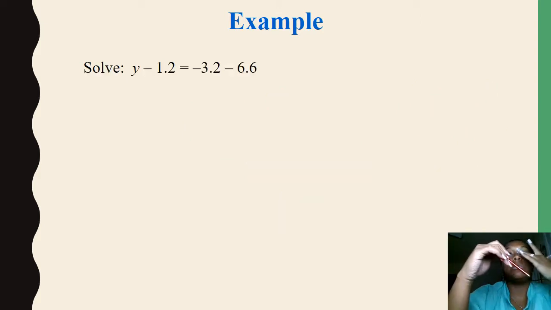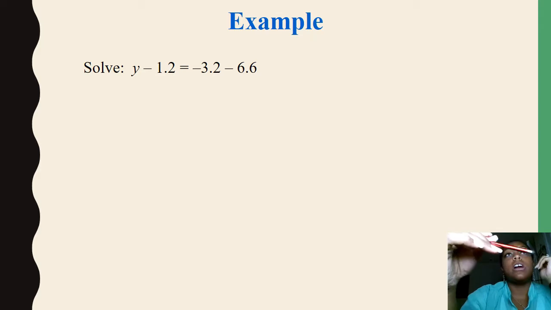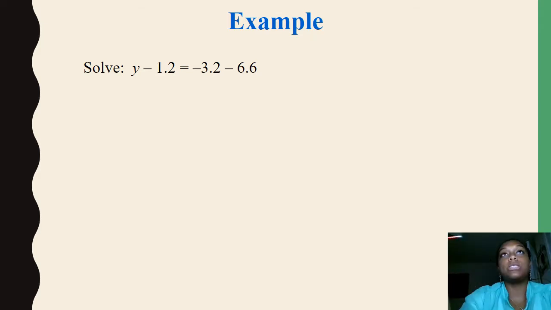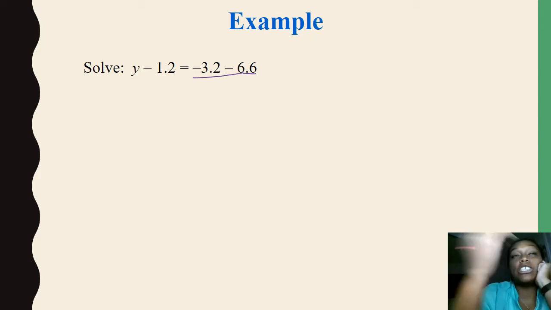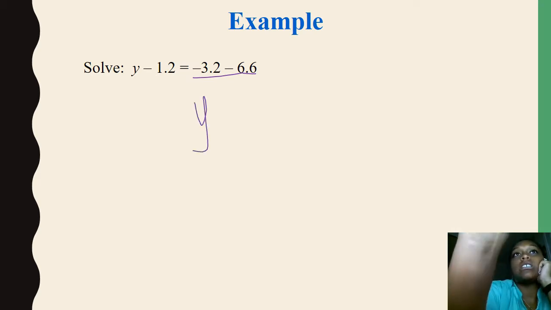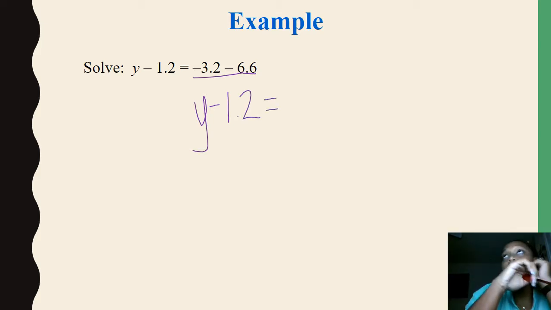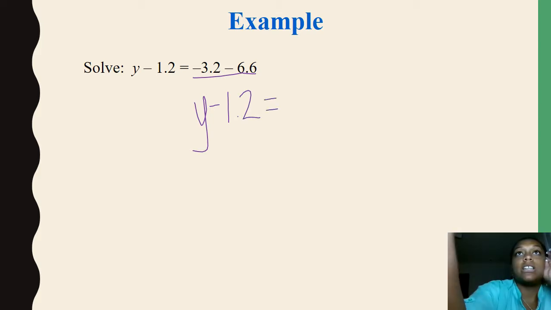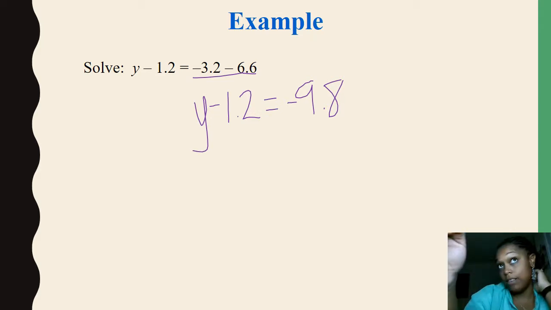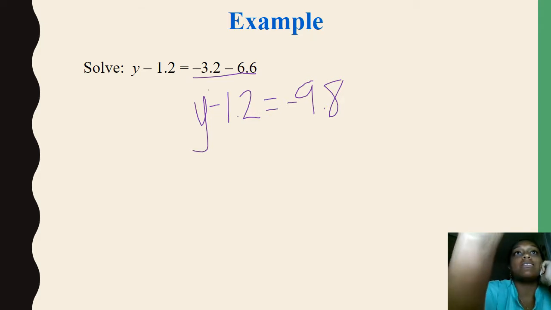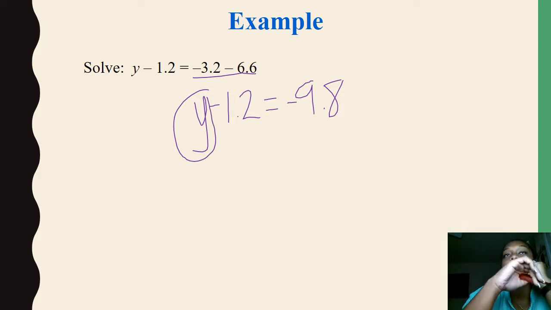Now, when I look at this one, this is kind of a two-step equation, because I have to make sure both sides of my equation, both expressions, are simplified. Because I can combine like terms, I need to do that before I do anything. So I have y minus 1.2, 1 and 2/10, apologize, equals negative 9 and 8/10. Okay, so now that I've simplified, I'm back to a one-step problem, because it's only going to take me one step to get my y by itself.